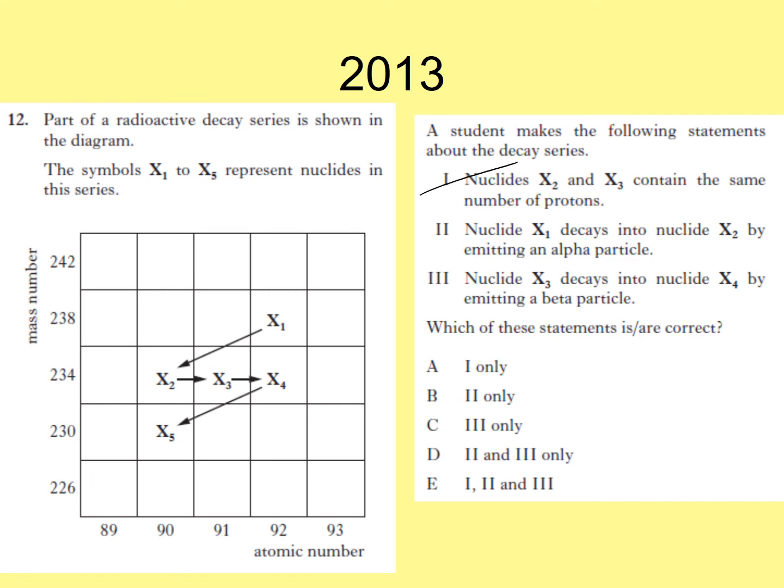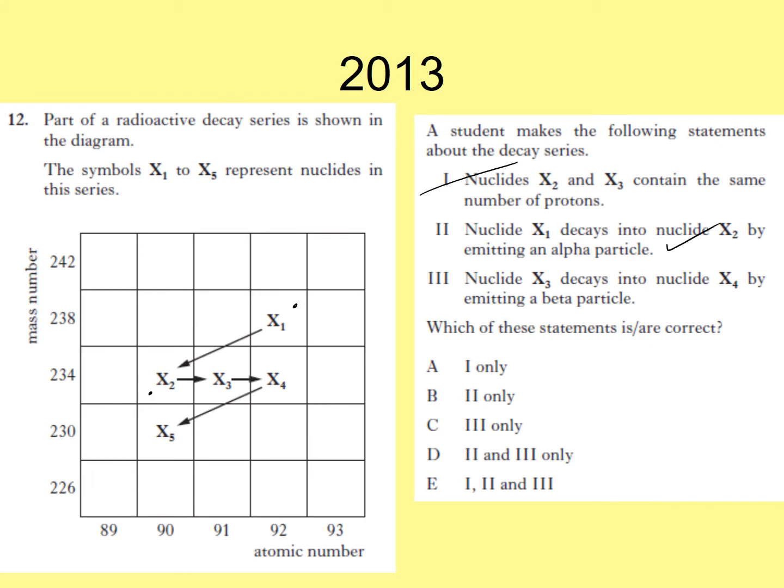Statement 2, nuclide X1 decays into nuclide X2 by emitting an alpha particle. Well, we have X1 here, starting with an atomic number of 92, and then goes to an atomic number of 90. So atomic number has gone down by 2. The mass starts at 238, and then goes to 234. So the mass number has gone down by 4. So that's definitely alpha decay, so that's correct.